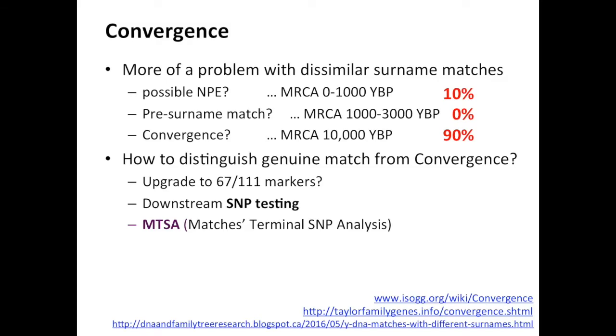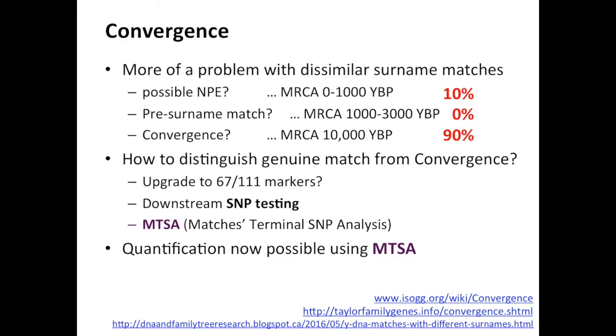How to distinguish a genuine match from chance matches due to convergence? You could upgrade to 67 or 111 markers. You could do downstream SNP testing, but a lot of your project members don't want to do it because it is expensive. Or you could use the match's terminal SNP analysis. And I'm going to show you how you do that. That's just a way of predicting what the Big Y result is going to be without actually spending $500 on the Big Y. And also, because of this MTSA procedure, it is now possible to quantify the possible degree of convergence among a particular project member's matches.